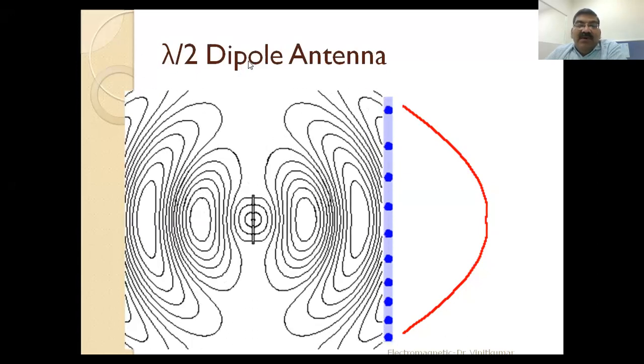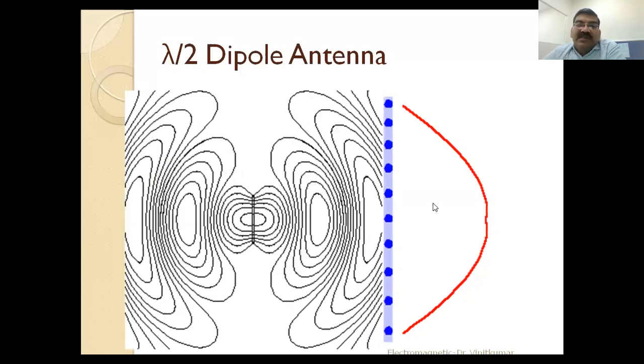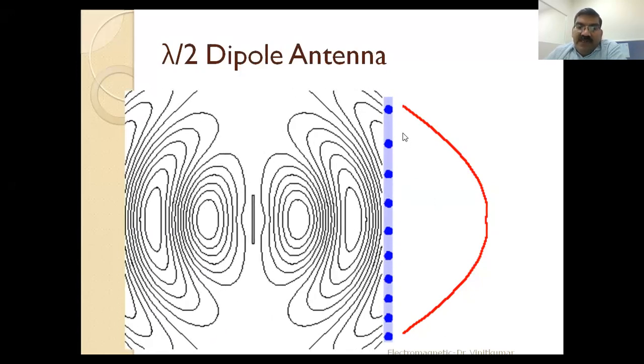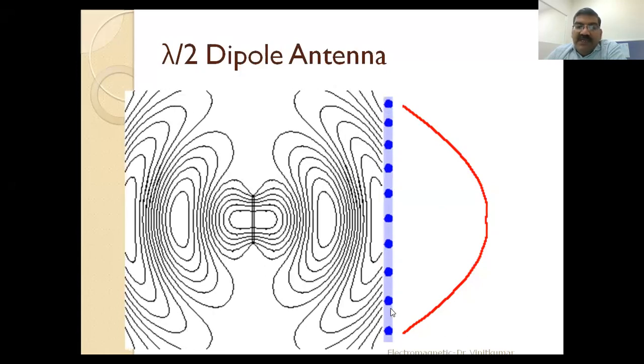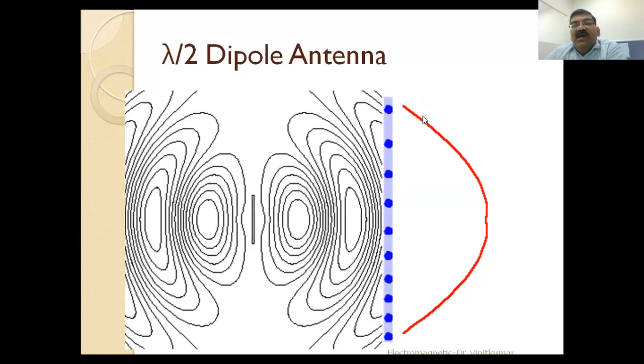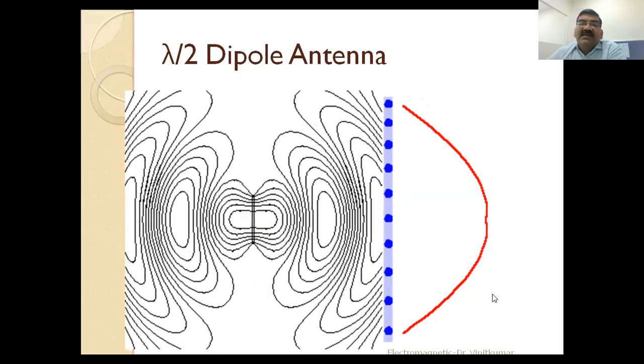So this is the lambda by 2 dipole antenna. Lambda is the wavelength. Now what is wavelength? Here, whatever the length of the antenna is, you can see, it is equal to the half cycle. Now what is this half cycle?